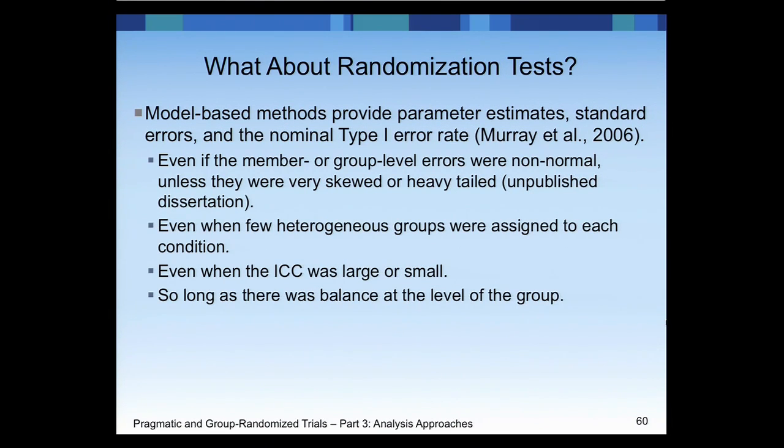So, summarizing at least this first part of the presentation today, permutation tests and model-based tests are equally good when we're analyzing group randomized trials, whether we have a large or a small intraclass correlation, whether we have many or a few heterogeneous groups assigned to each condition, and even if the data are decidedly non-normal, as long as they're not extremely non-normal, so long as there is balance at the level of the group.